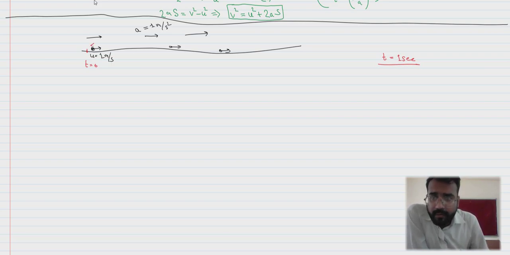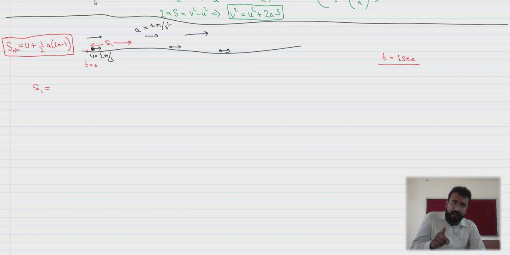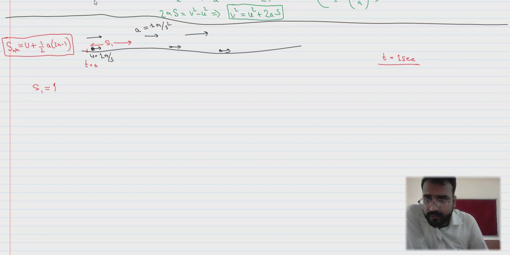Now, if we talk about the displacement S1, what will be the value? As per the formula we have, the general formula is S nth is equal to u plus half a into 2n minus 1. From where we get this formula, I'll derive as well, but try to understand, then we will move to the derivation part. Now, S1 means just after 0 second and just before 2 second starts. So u is 1 plus half into 1 into 2 into 1 minus 1, so it will be 1.5 meter.